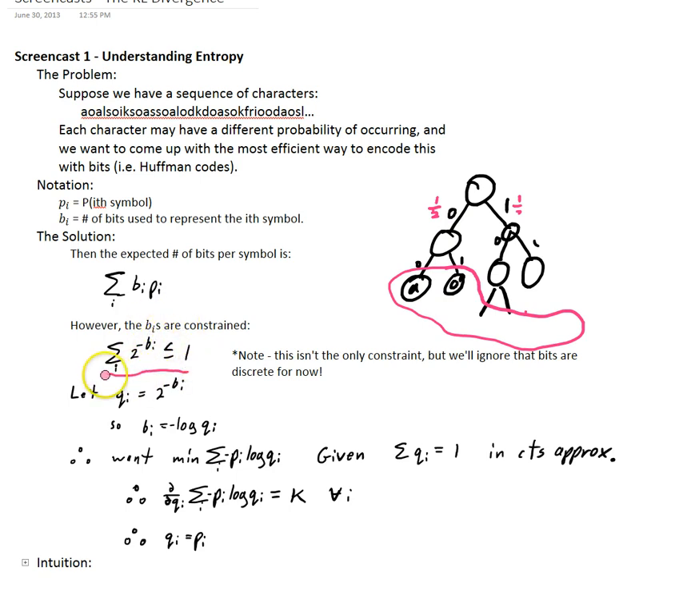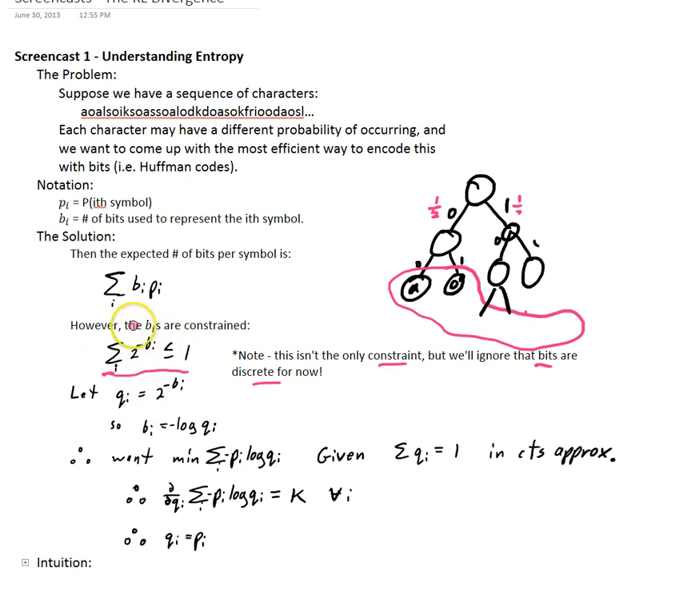So, yeah, we get a simple constraint there. There's also other constraints, right? But we're going to ignore those. Basically, bits are discrete, they're integers. Here, we're ignoring that. We're making everything nice and continuous and easy to analyze.